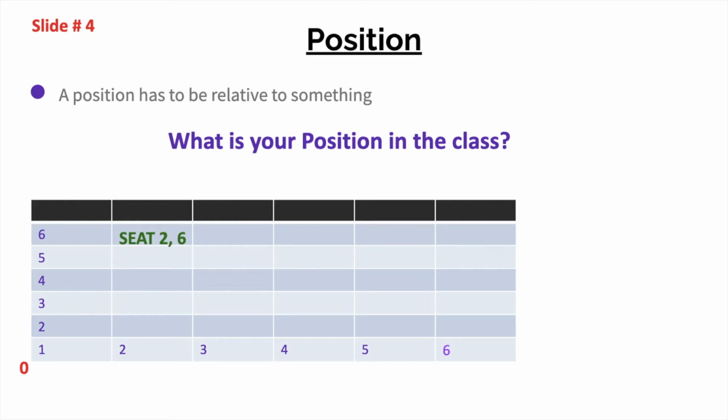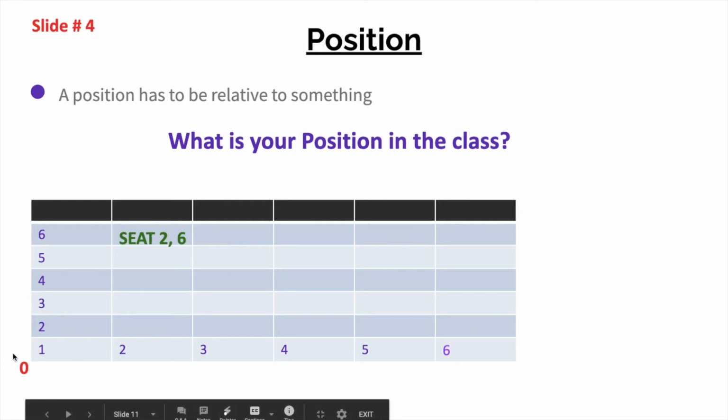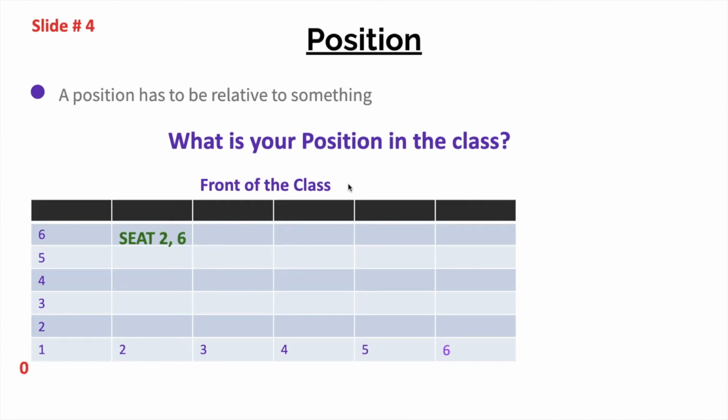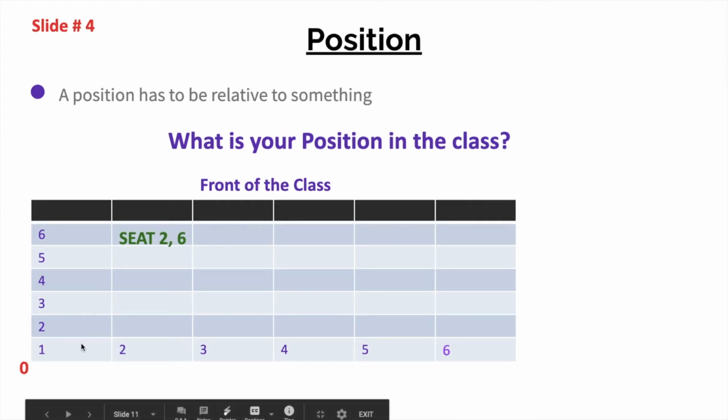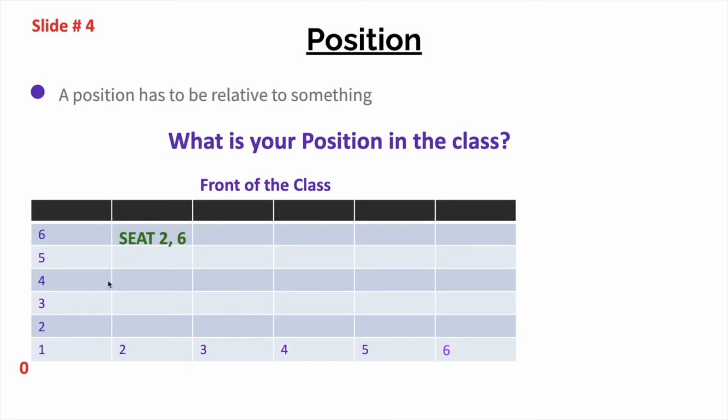You have a series of desks. They're usually lined up in rows, in columns. You could probably easily describe your position in the class relative to where you are. So let's say we're in our classroom here. 0 is the back door, for those of you that are sitting in here or have been in our classroom before. 0 is where the back door is. That's the origin of the classroom. This is going to be the front of the classroom, and we have our seats arranged by rows 1, 2, 3, 4, 5, 6, and by columns 1, 2, 3, 4, 5, and 6.